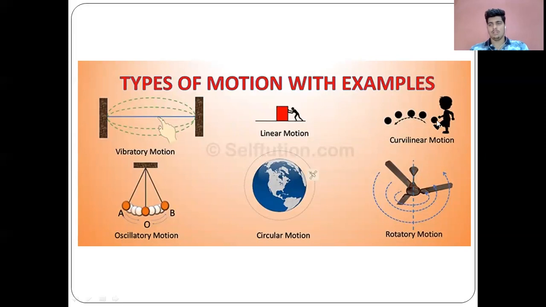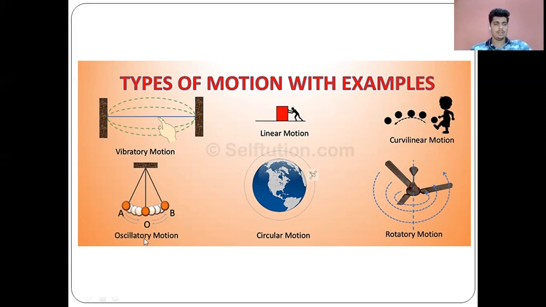Then here we can see a curvilinear motion. Here a boy is kicking the football, and it is traveling a distance forward, and it also follows a curved path in height. So it's curvy and linear. That's why its name is given like that. It's curvy and linear motion because it travels in both directions.